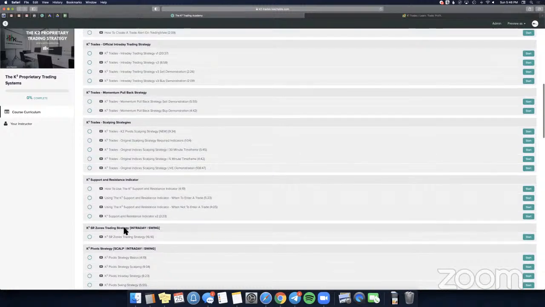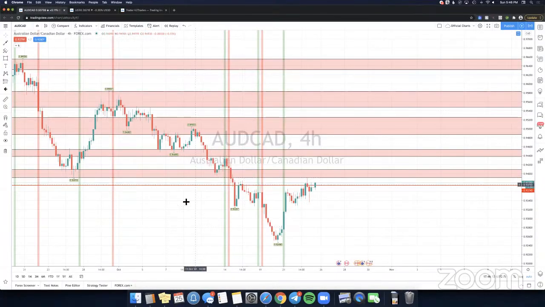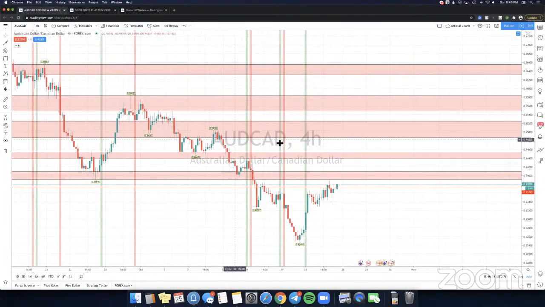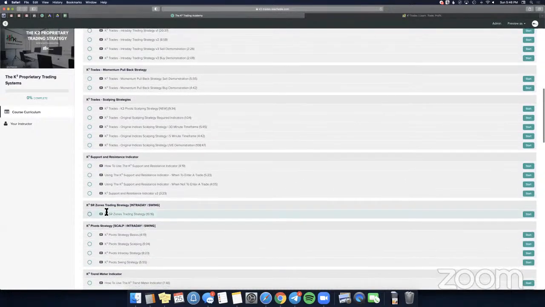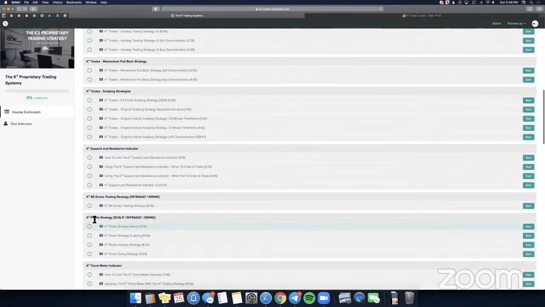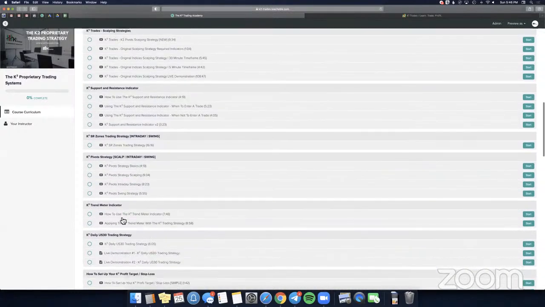So this strategy works perfectly for intraday trading on the 4-hour time frame. And that's exactly what I was going over right here. For these entries that I was just discussing, that was the K2SR Zone trading strategy. So if you want to trade exactly how I am currently, you can use this strategy. I do use the K2 pivots for scalping. I do use the K2 daily US 30 strategy for just US 30 for the New York session.